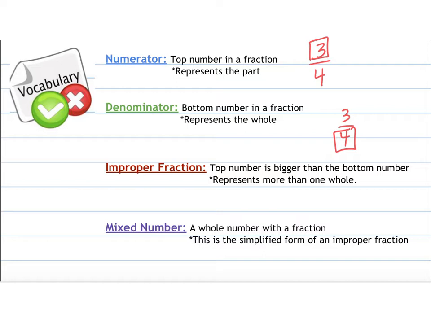An improper fraction, this is when the top number is bigger than the bottom number. So it represents that we have more than one whole amount. So if I have 6/3, the top number is bigger than the bottom. That's an improper fraction. A mixed number, that's when we have a whole number with a fraction. So 1 and 1/4. This is a simplified form of an improper fraction. So we take an improper fraction and we turn it into a mixed number or vice versa.